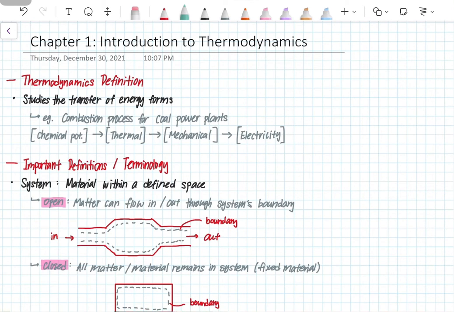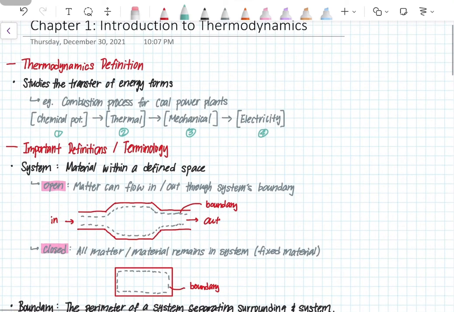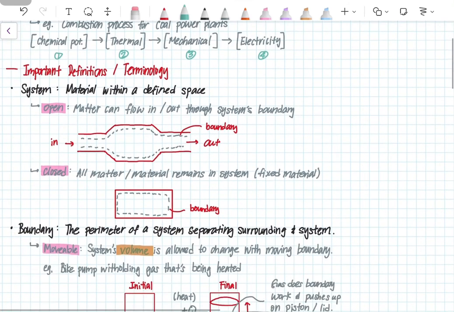We are basically studying the transfer of energy forms. For example, when you look at the combustion process for coal power plants, we start with chemical potential, say from your coal, to thermal, to mechanical, and then finally to produce electricity. This same concept can basically be applied in heat cycles, which will be talked about later on in Chapter 4.